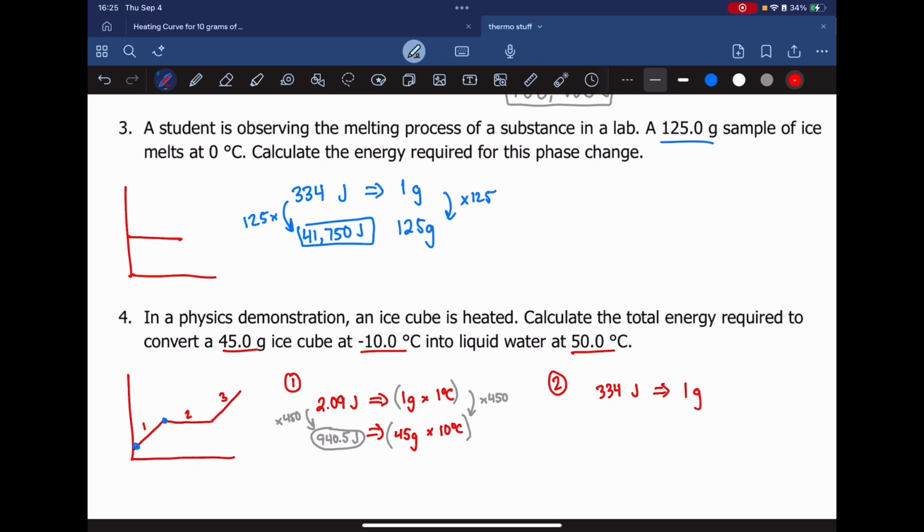I don't have 1 gram of ice. I have 45. So it's going to take 45 times as much energy. So 334 times 45. I get 15,030 joules. That is the energy required to do step 2.